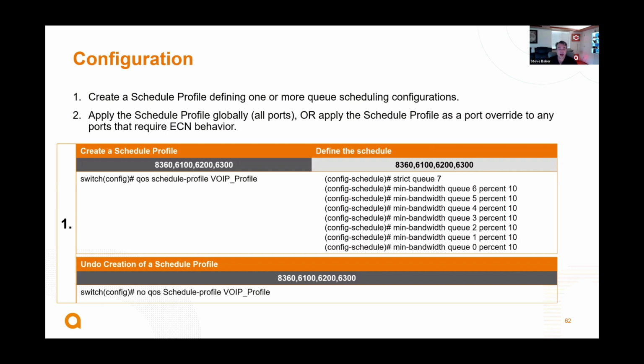For configuration, on the 8360, 6100, 6200, and 6300, we're going to first create a schedule profile. In this example, it's called VoIP profile. Once you're in the profile, you can start assigning the configurations to the different queues. This configuration shows strict Q7 for our VoIP traffic, and then a minimum bandwidth guarantee of 10% for the remaining queues. If we want to turn this off, we could do the no queue schedule profile command.